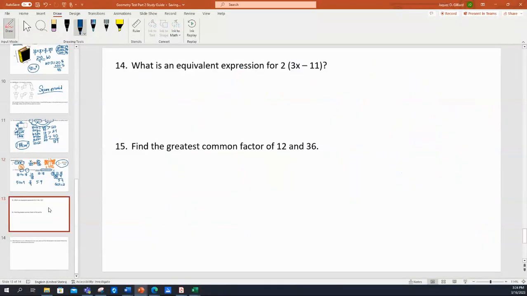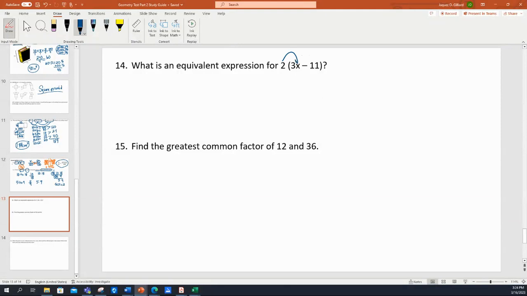Okay. Number 14 says, what is an equivalent expression for 2 times (3x minus 11)? You can do it however you want to, but I recommend that you apply the distributive property in this instance here. And that means you're going to take this number 2 and you're going to multiply it by everything on the inside, and you're going to be done, right?